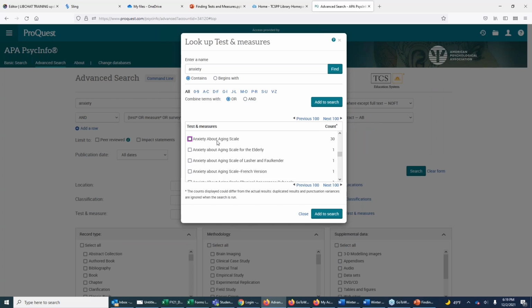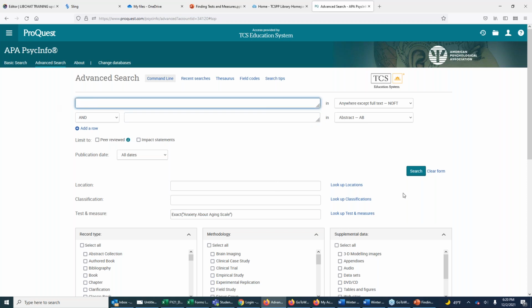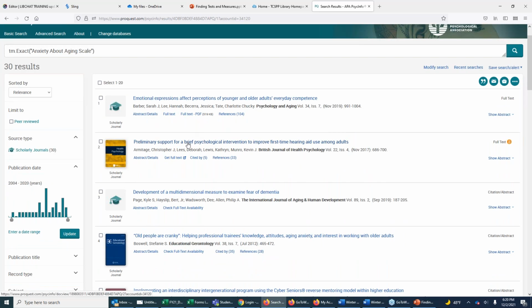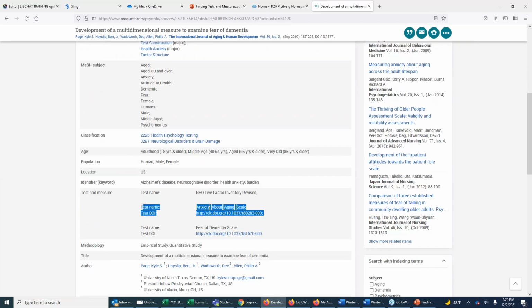Like for example, this one right here, it's an anxiety about aging scale, and it looks like it's in 30 different articles here. So if I wanted to look at that, I can click on this little check mark and then click add to search. So now I'm searching for this particular scale. I can take this off now if I just wanted to look at those 30 articles. So basically every single one of these, if you look at the abstract or the details, you'll notice that that is one of the measures that they used in that particular study. So that can be really helpful.